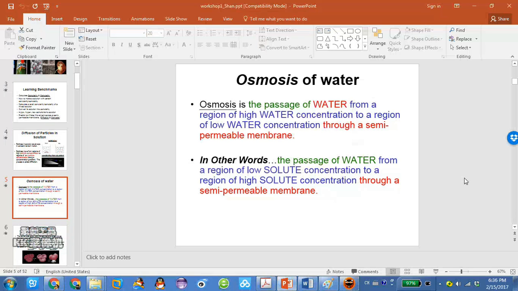The second concept today is osmosis. Osmosis is a special type of diffusion. It refers to the movement of water from a region of high water concentration to a region of low water concentration. Or you can say the direction of osmosis is from a region of low solute concentration to a region of high solute concentration. Here, the solute concentration doesn't refer to any specific solute. Instead, it refers to the overall solute concentration.